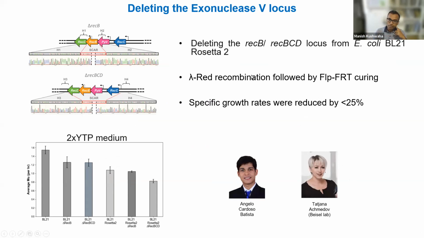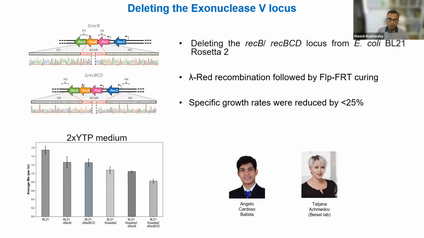coli BL21 Rosetta 2. That was the parental strain that we used because in the past we had used this strain in the lab, and it's quite a highly productive strain. It also contains the P-rare 2 plasmid, which encodes rare tRNAs. So it's also great for expressing non-codon optimized genes that come from other organisms. Normally you would have to re-optimize them for E. coli, but in this case, because you have the P-rare plasmid, you can use them directly in these lysates.